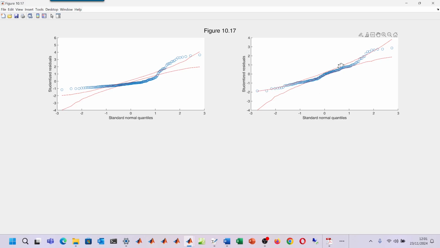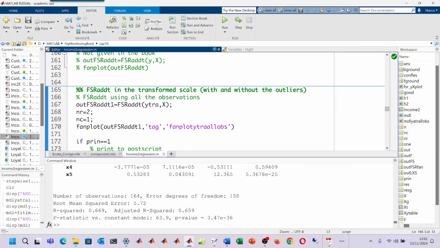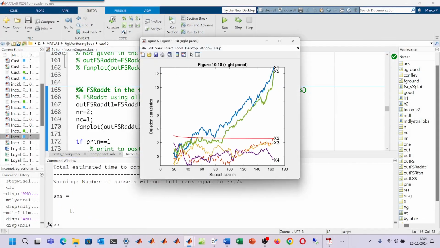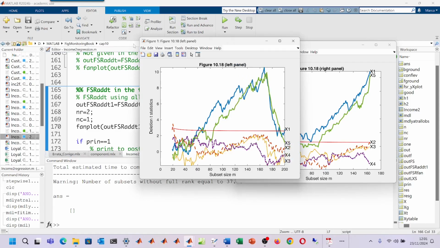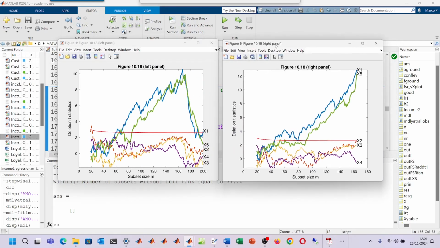But certainly this is not exactly a nice straightish line between the simulation envelopes. So perhaps we haven't found all the structure. Let us see now the monitoring of the added t-test. And now we go to figure 10.18.